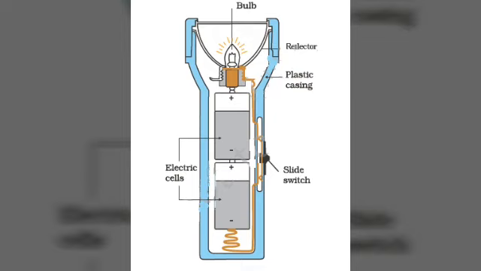Just look at the picture of the cell inside the torch. You have a reflector, which is the glass covering the bulb. You have a bulb, and a plastic casing to protect from the electric current. You have a small sliding switch to break or connect the circuit. And you have electric cells. There are two electric cells in this torch.